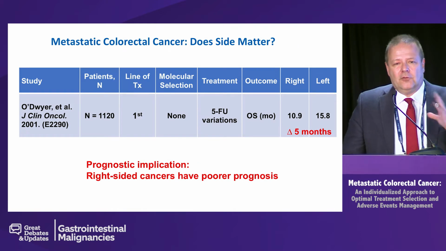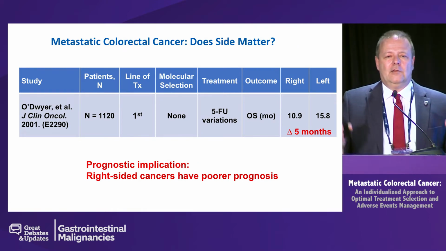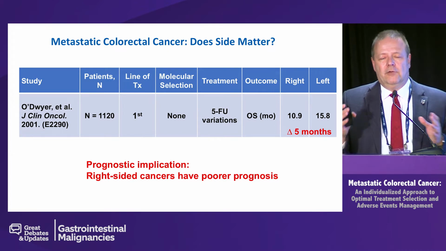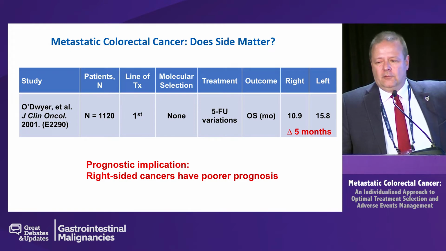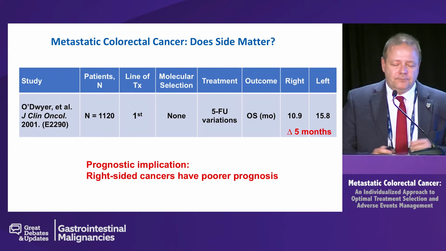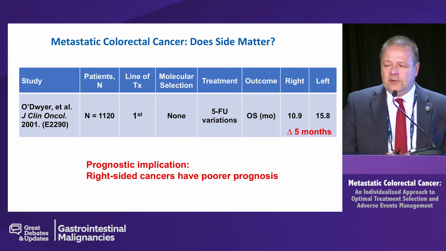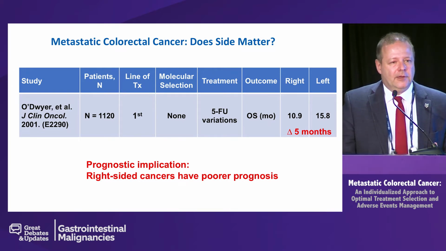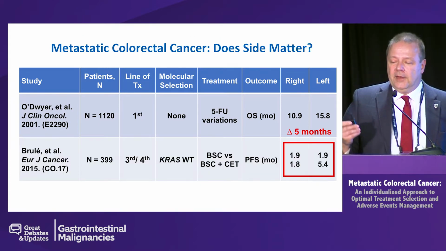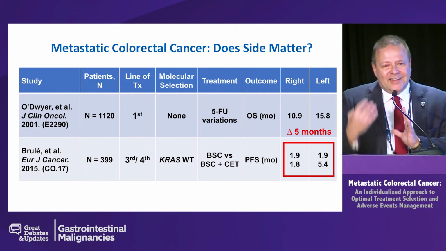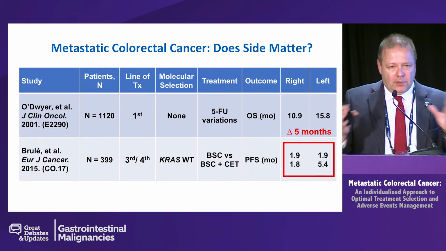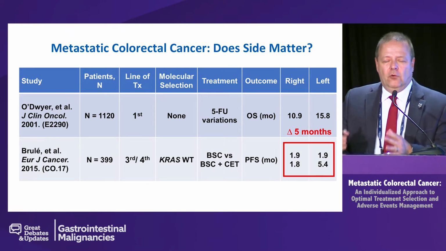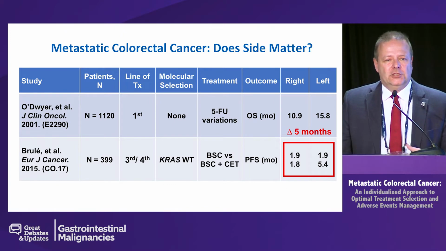Now, what about sidedness, the idea of sidedness? Yes, sidedness is a prognostic factor. Right-sided tumors do more poorly than left-sided tumors. Data almost 20 years ago here, Peter O'Dwyer's study in JCO, there's a 5 to 6 months difference between right and left-sided tumors in the era of just 5FU. Now, in the context of EGF receptor antibody therapy, there is another predictive factor that comes into play. It seems to be beyond the prognostic implication. Only left-sided tumors seem to benefit from EGF receptor antibody therapy.